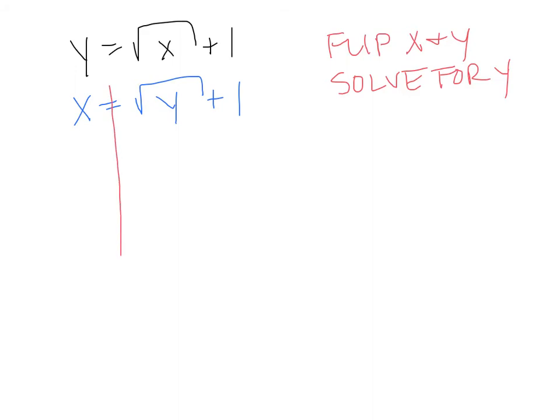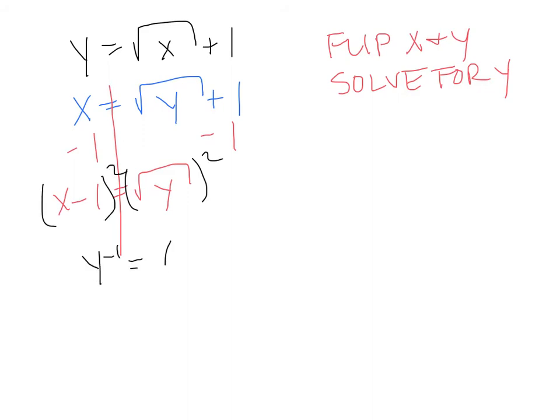Flip x and y, and start to isolate y. At this point, all I need to do is do some squaring. So I'm going to square both sides. And then I have my y all by itself. So the inverse of y is x minus 1, all squared.